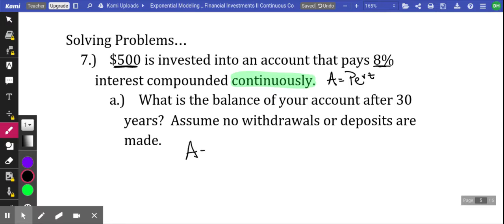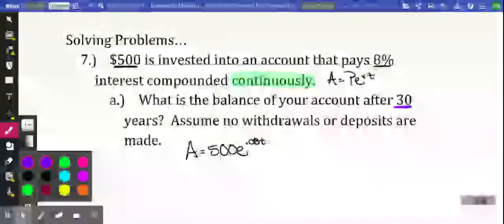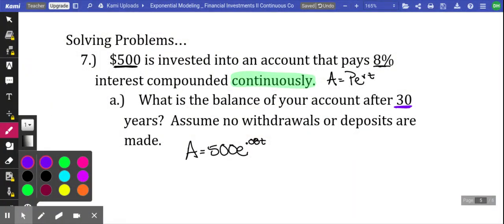So initially I'm thinking A equals 500 e to the 0.08t. And in this particular case, they said, hey, what's the balance on your account 30 years after that initial investment, assuming you've done nothing to it? You made a one-time deposit, you left it alone, you basically forgot that it even existed for 30 years, and then you went back and checked on it. And that's the best way to do these, I've got to tell you.